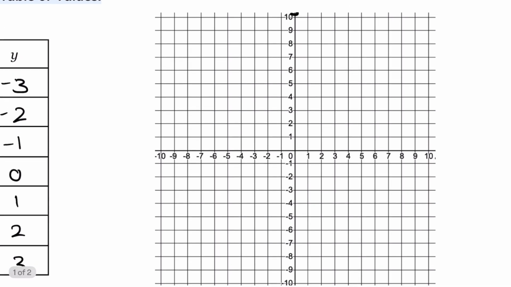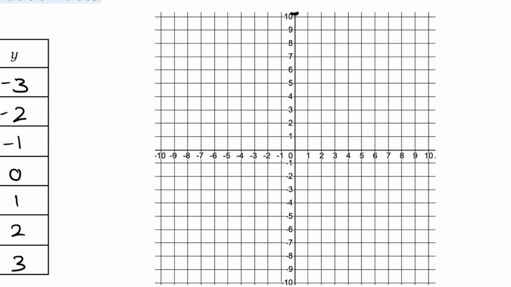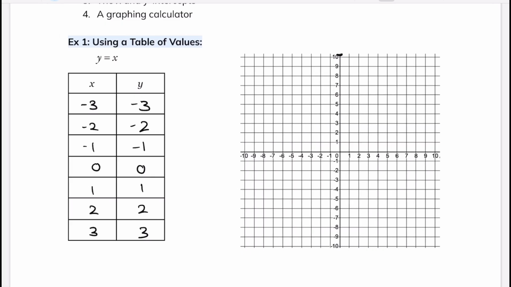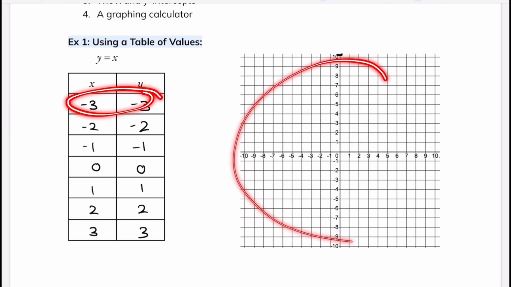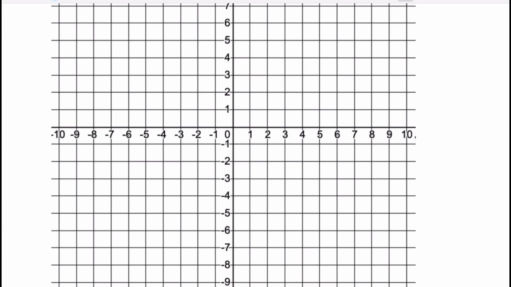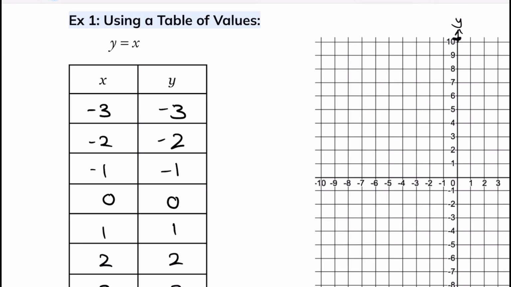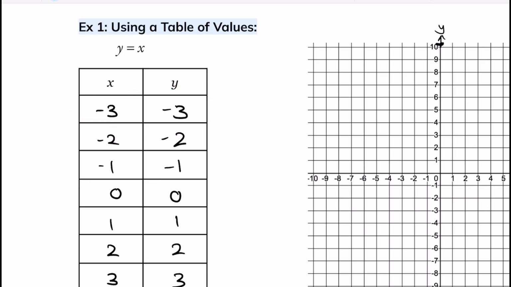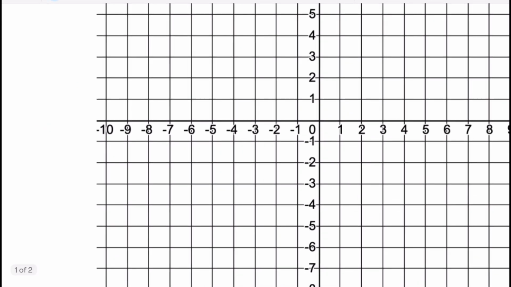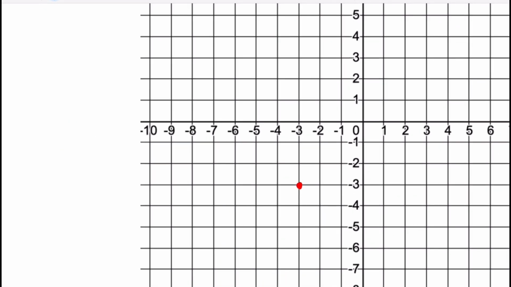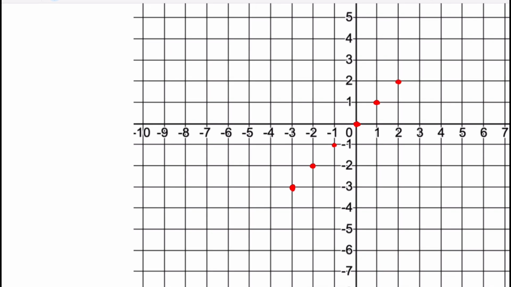So now we're going to graph this line. In order to graph this line, we're just going to plot these points onto our Cartesian grid. I'm just going to start by labeling my x and y axis right here. And now we're just going to plot our points. The first point we have is -3 and -3, so that would go right here. Then we had -2 and -2, -1 and -1, 0, 0, 1, 1, 2, 2, and 3, 3.